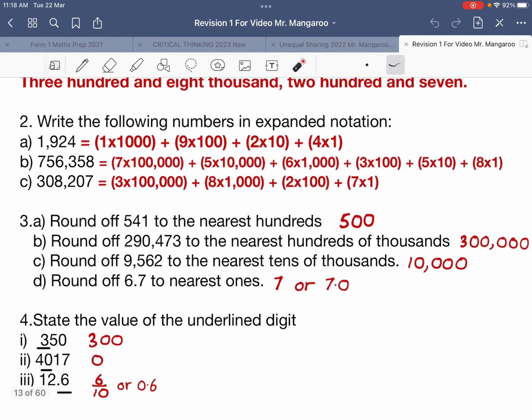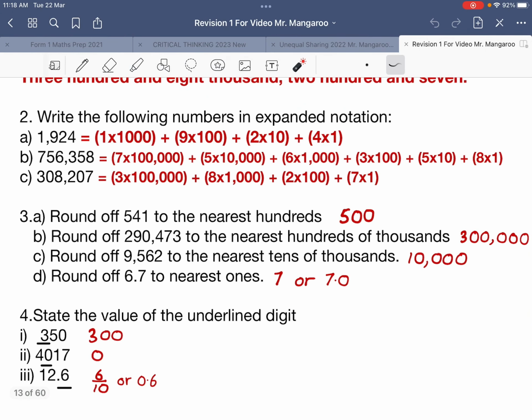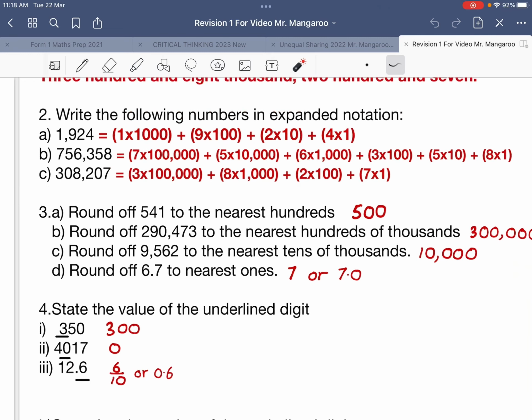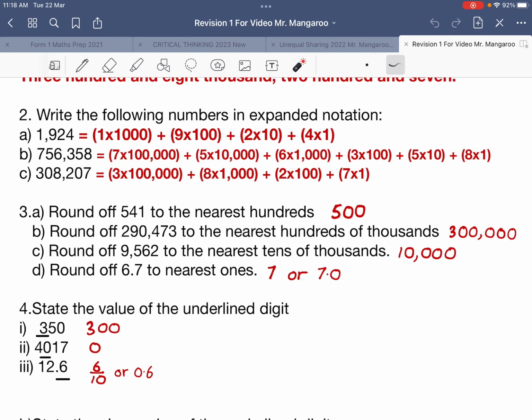Number 2. Expanded notation, 1 by 1,000, 9 by 100, 2 by 10, and 4 by 1. B. 7 times 100,000, 5 times 10,000, 6 times 1,000, 3 times 100, 5 times 10, and 8 times 1.